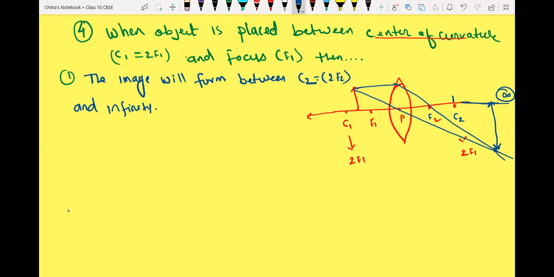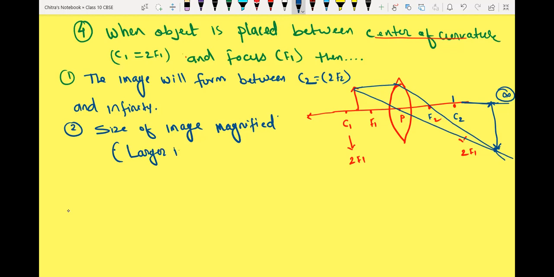And infinity. Number two, as we can observe here, the size of the image is greater than the object. Is it or not? The size of the image is magnified. Magnified means enlarged. Yes, magnification means enlargement. Or we can say greater, larger in size. So I'm writing here in bracket, larger in size.